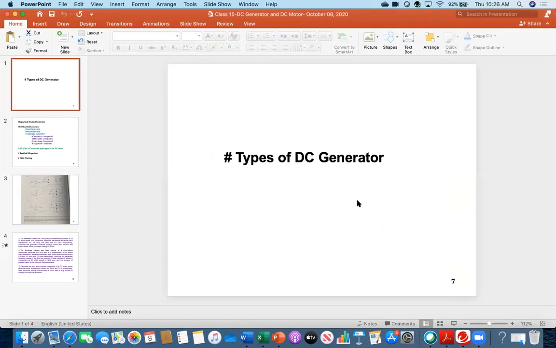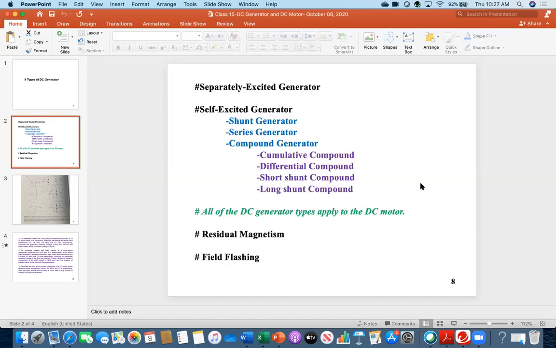Everybody see, we have been discussing DC generator and DC motor together until last class. We understood the working principle of DC generator and DC motor, but there are varieties of DC generator. The same thing goes for the DC motor: all of the types of DC generator apply to the DC motor, the same classification, the same types.